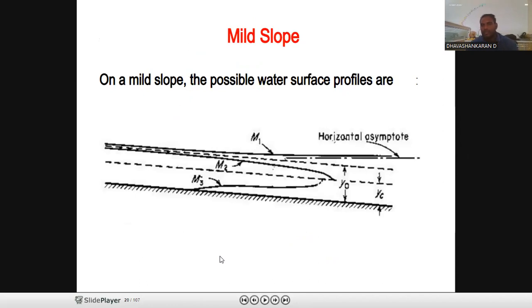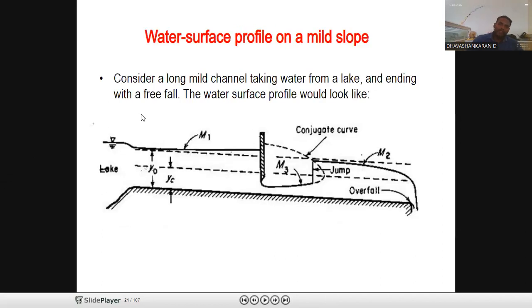So the first one is mild slope, the possible water surface profile, or the mild slope profile. Already we said how we differentiate this mild flow by comparing this equation: Y naught is less than the Yc value. If it is like this, we say it is a mild slope. So this is the drawing representing the mild slope water surface profile.